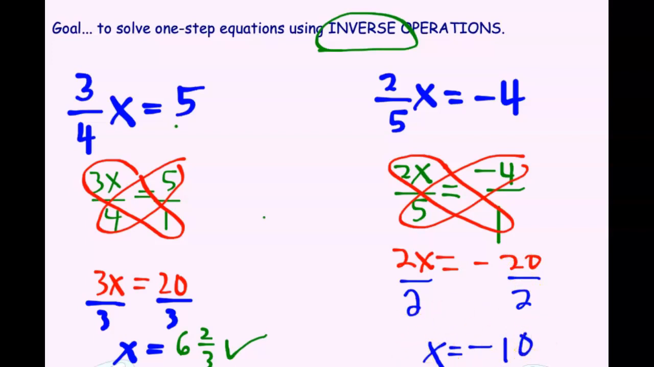I don't have space to do the check, but let's do a mental check. So x equals -10, do mental math for that. 2 times -10 is -20, divided by 5 is -4. So now I know that x equals -10 is correct.